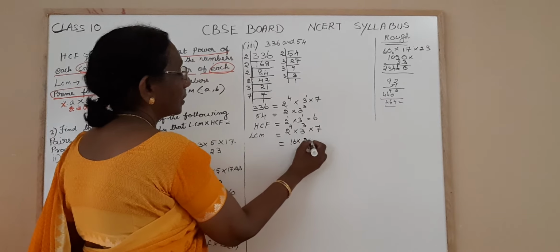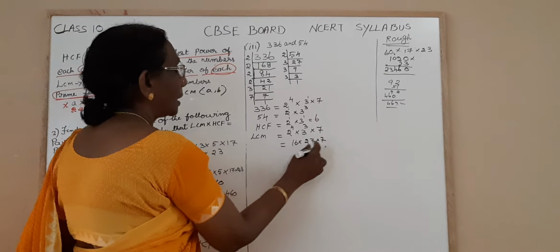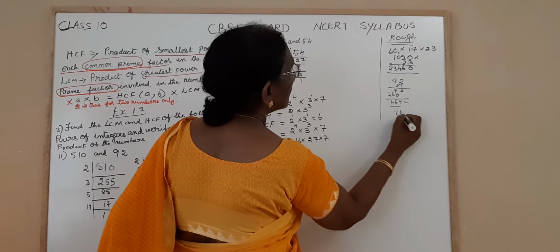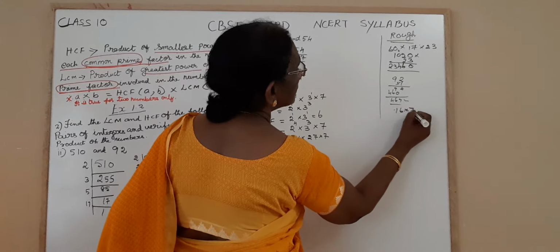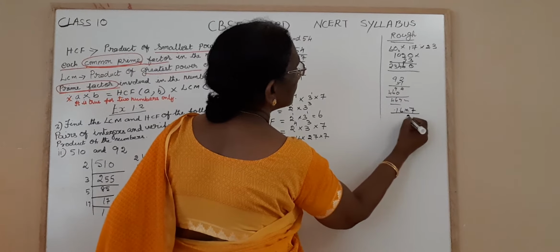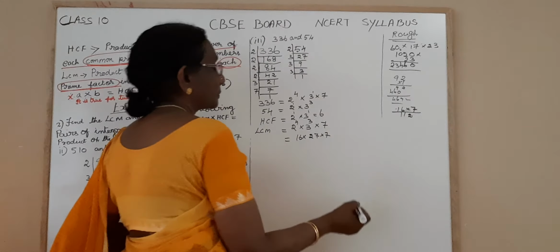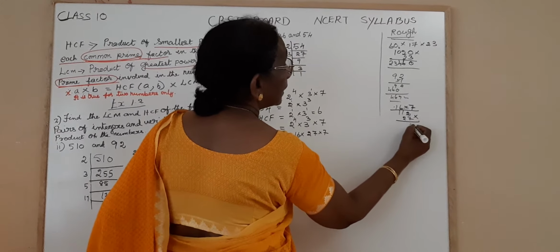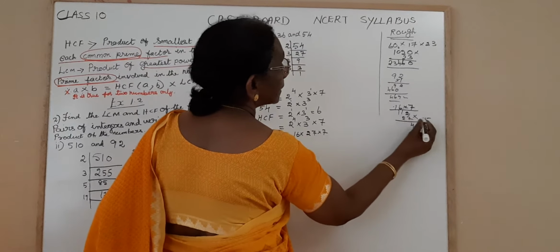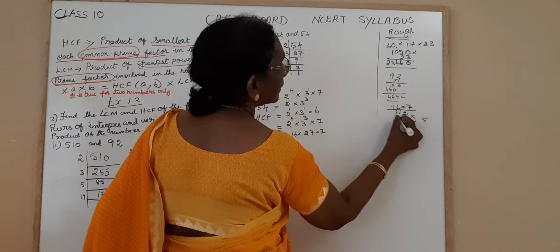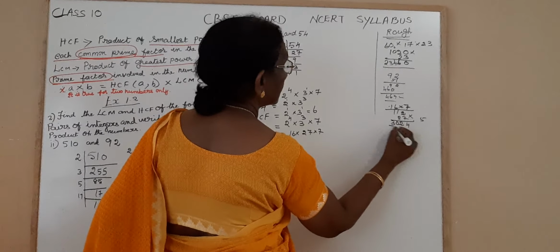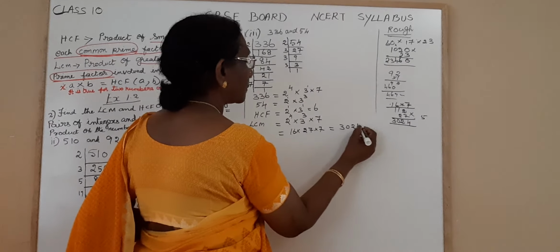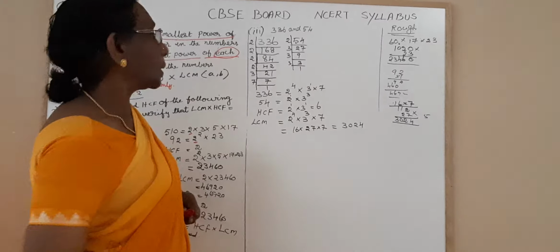So 2 to the power 4 is what? 16 into 27 into 7. Again 16 into 7. What do you get? 112. And multiply by 27. 27 2s are 54. 27 plus 5, 32. 27 plus 3, 30. So LCM is 3024.